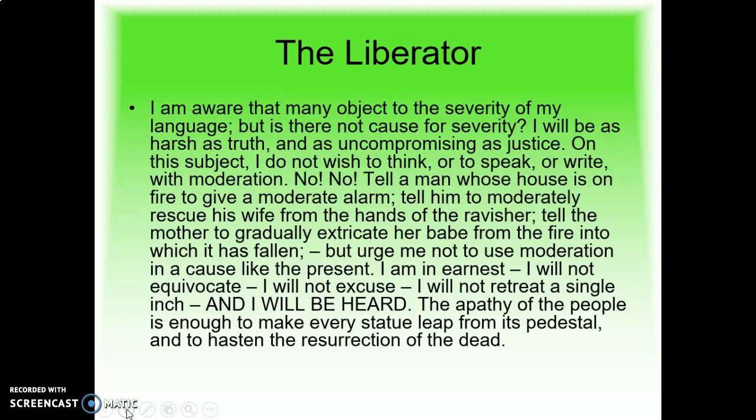And you can read this, but basically he's saying you don't do things moderately. When you see an abuse against humanity, when you see an abuse against a people, it's your duty to act immediately.